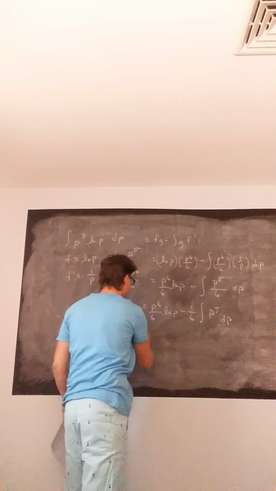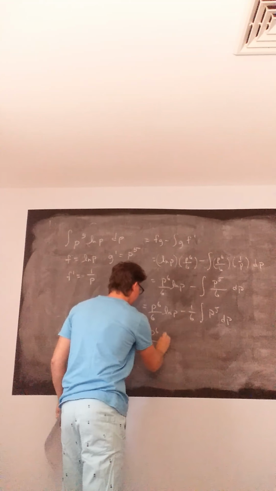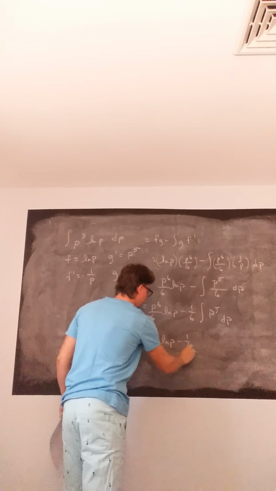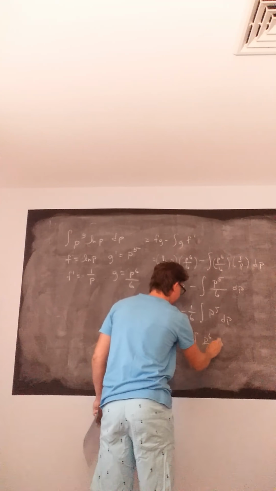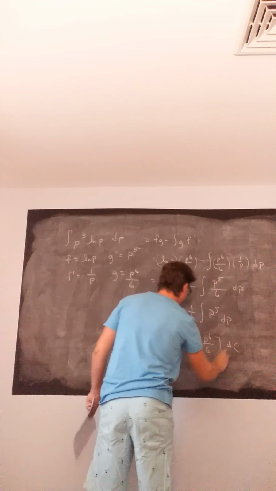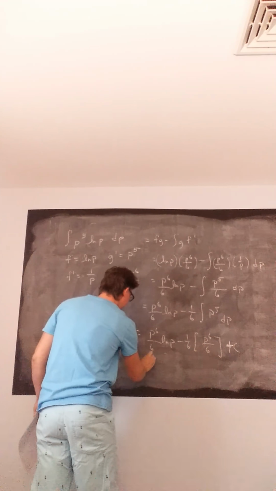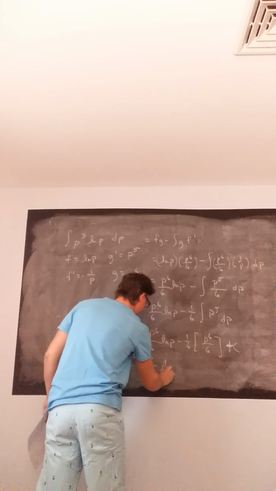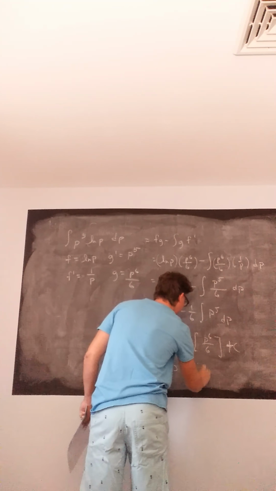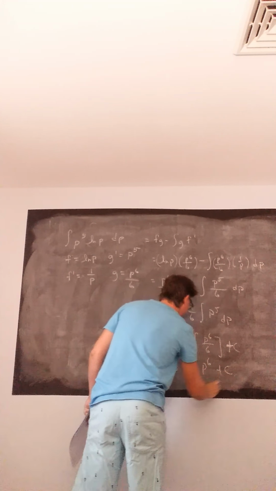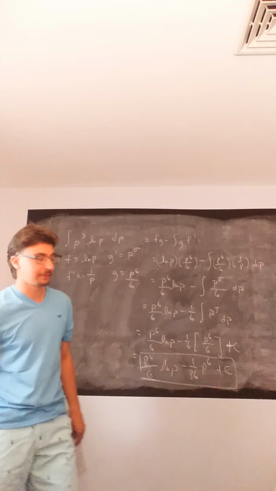And this is a wonderful little integral, because the integral of p to the 5 is p to the 6 over 6 plus c. And just like that, we're going to say this is p to the 6 over 6 ln p minus 1 over 36 p to the 6 plus c. How about that? A little bit better than that last example.